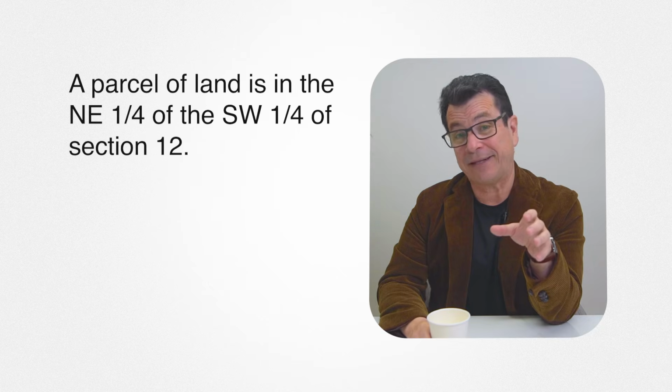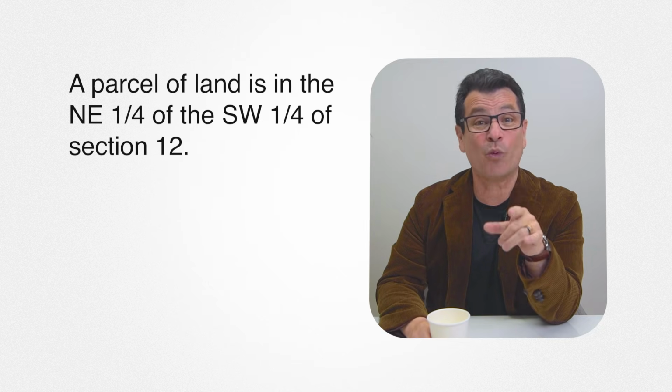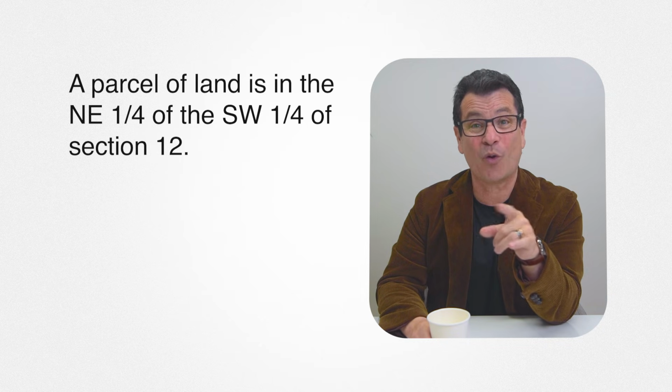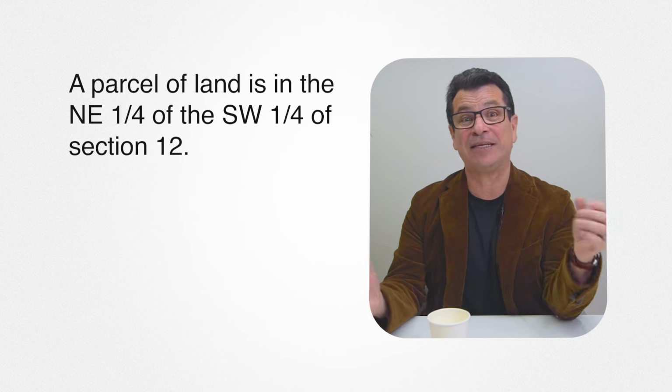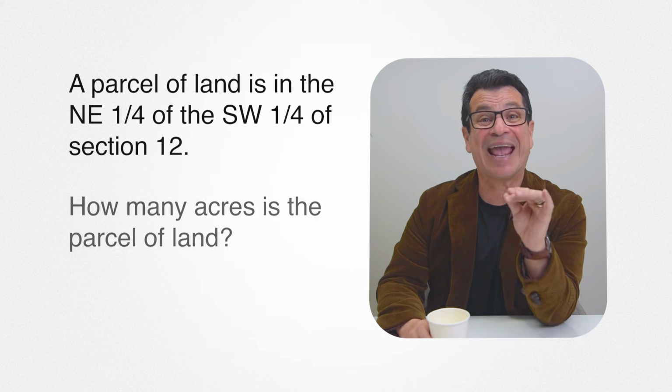Now, let's jump straight into it. Problem number 1. It's on sections and town maps. Now, a parcel of land is in the northeast 1/4 of the southwest 1/4 of section 12. What the hell did I just say? Well, the question is, how many acres is it?